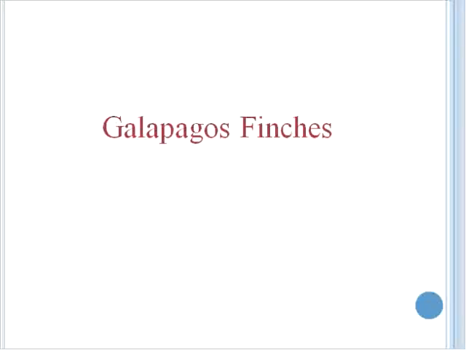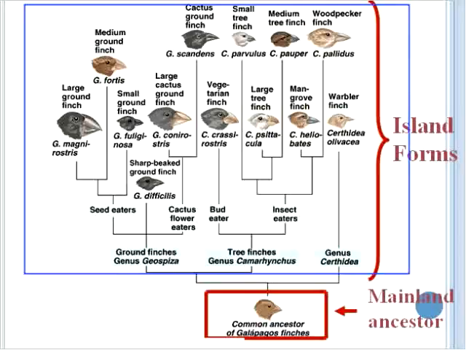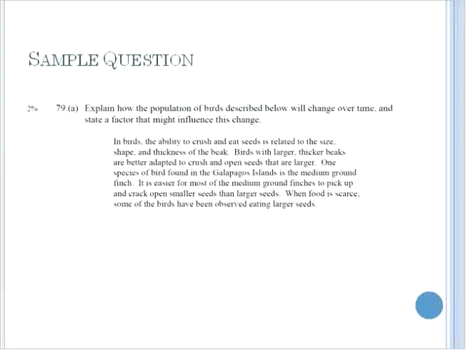Darwin's finches in the Galapagos are a prime example of adaptive radiation. From the original mainland ancestor, a whole host of new species were formed on the various islands. Public examinations have posed questions on this. I present the following. Explain how the population of birds described below will change over time and state a factor that might influence this change.